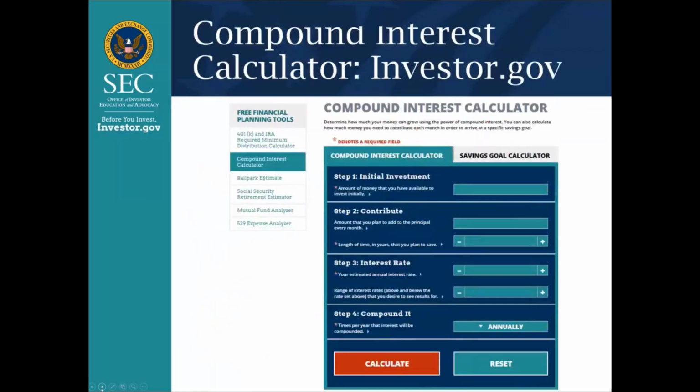And when you want to figure out how compounded interest will work for you, this is one of the most popular tools on our website, our compound interest calculator, which allows investors to see how their money will grow over time. It lets you plug in an initial investment amount plus the amount you plan to contribute periodically. Then you can plug in the interest rate you expect to earn. Investor.gov also has a savings goal calculator, which allows you to calculate how much money you need to contribute each month in order to arrive at a specific savings goal.